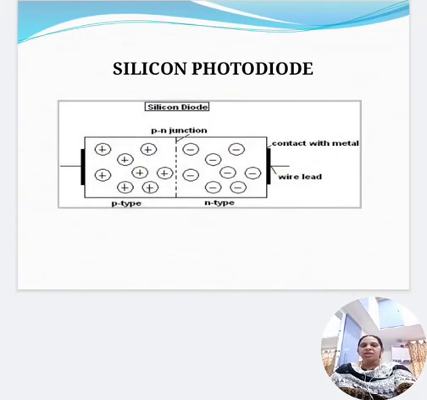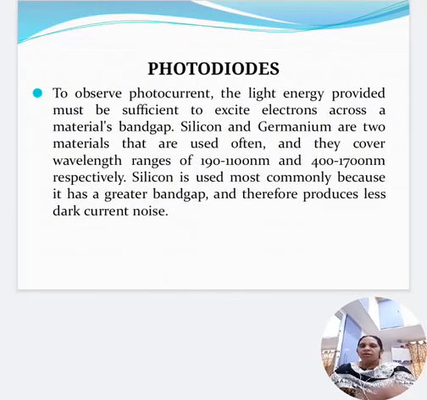So this is your silicon photodiode structure. We have the silicon p-n junction. Across this junction, when light falls on it, electrons begin to move. To observe photocurrent, the light energy provided must be sufficient to excite the electrons across the material's band gap.